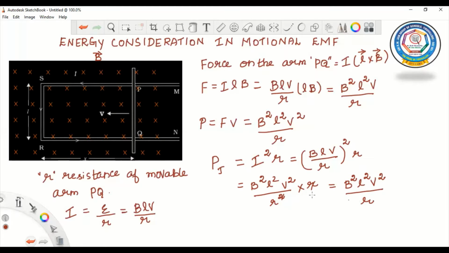So we can very well say that the mechanical energy which was needed to move this arm PQ is converted into electrical energy, and then it is converted into thermal energy.